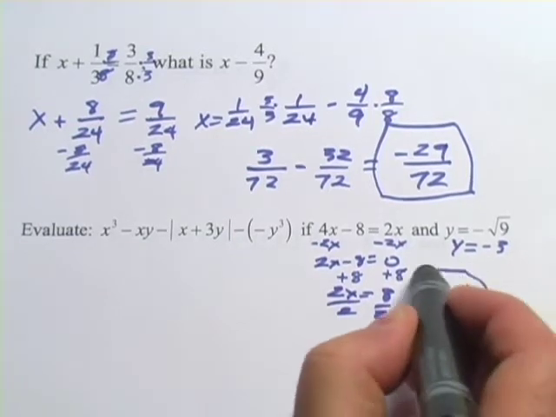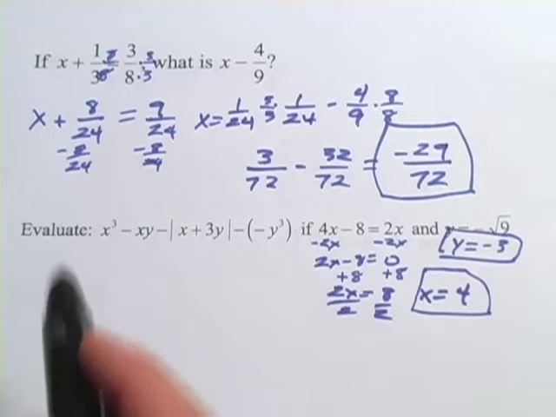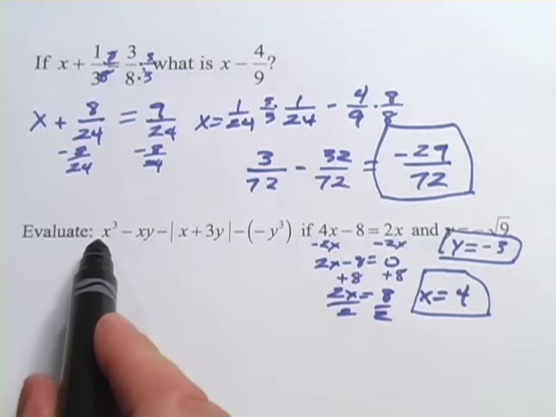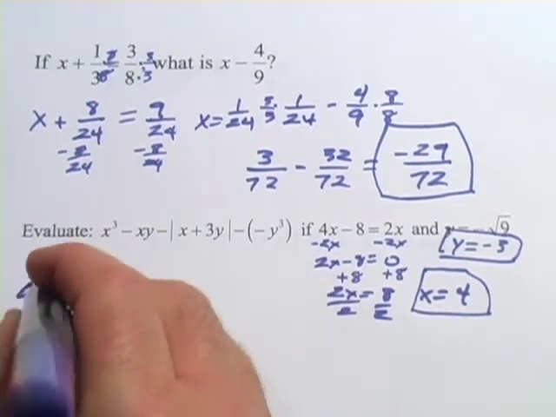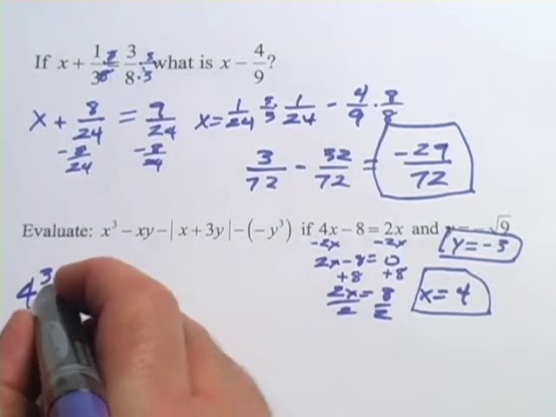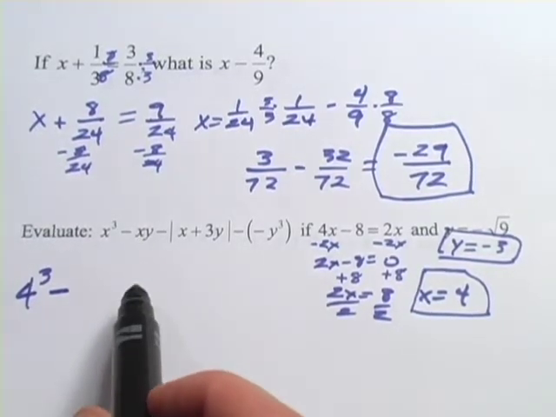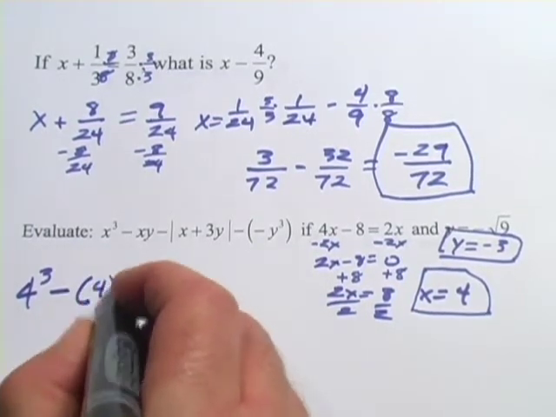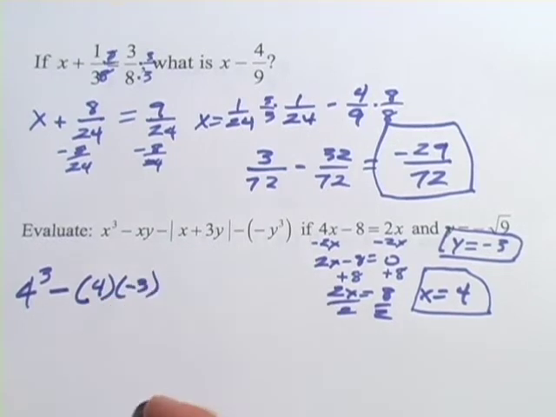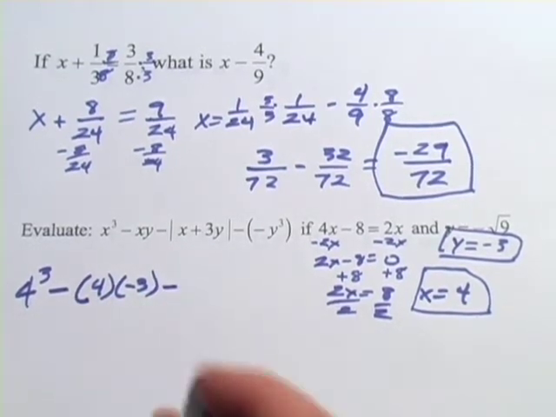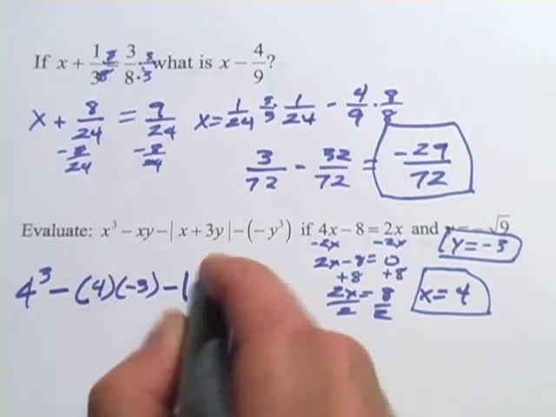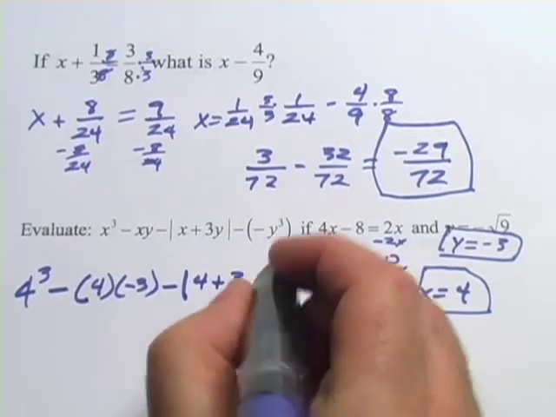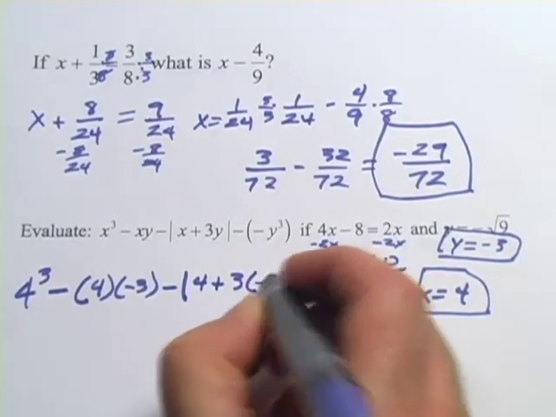So now we have our values for x and y. We can simply plug them in, or maybe not so simply, plug them in here and try to figure it out. So let's start. We've got x cubed. Well, x is 4, so that's 4 cubed minus, and for any kind of multiplication, I'm going to use parentheses here so we don't get mixed up with our signs. X times y. Well, x is 4, y is negative 3. Then I have a minus sign, and then we have this absolute value. So the absolute value of x, which is 4, plus 3 times y, which is negative 3.